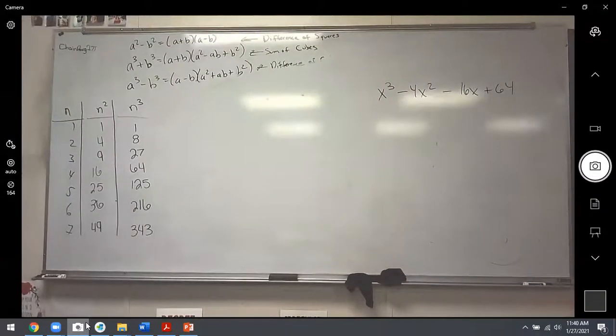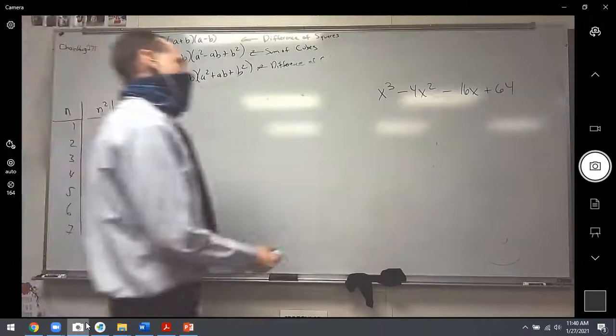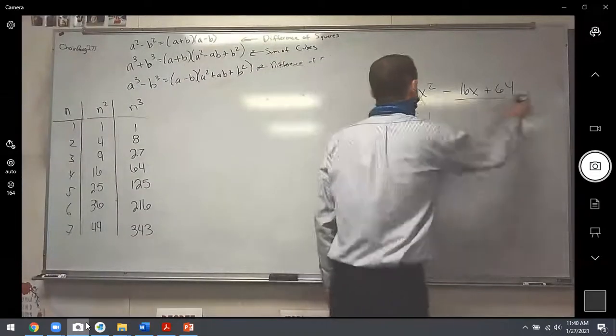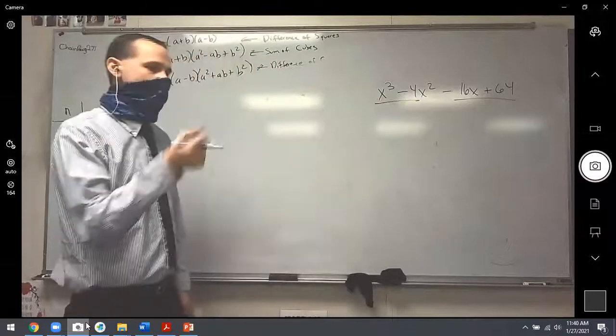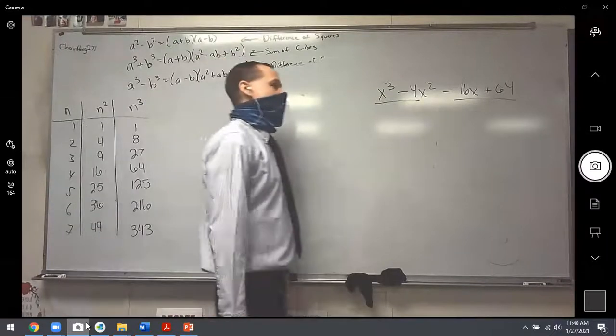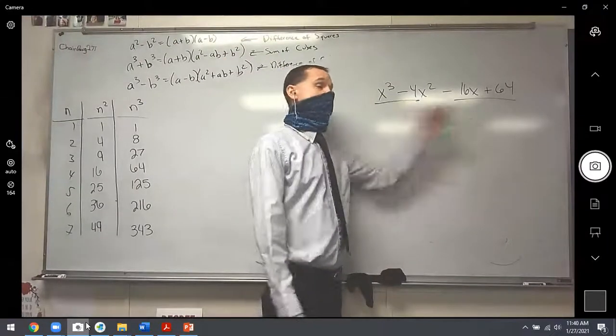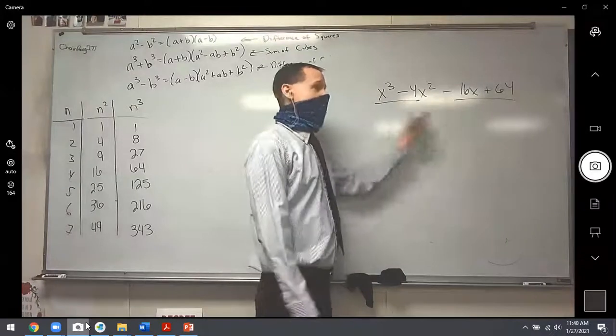Could you go graph it and do the whole thing that we do in the next section? Yes, you could. But what might be faster, and that's really what a lot of these techniques are, is just to do it quickly. Probably faster to do it by grouping. Again, by grouping, you split into 2 even groups.